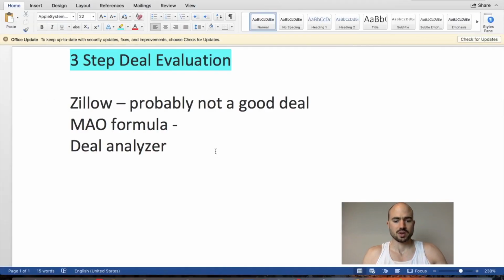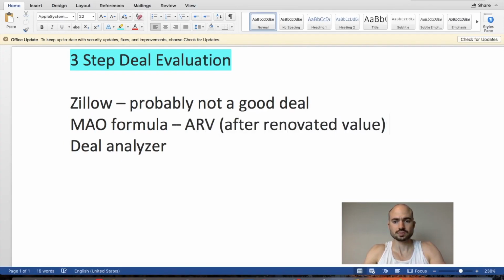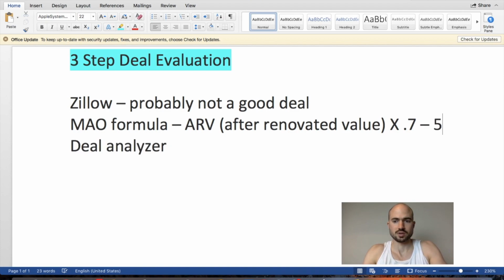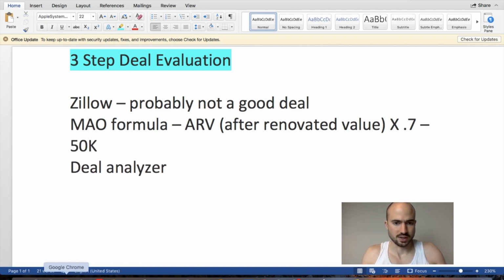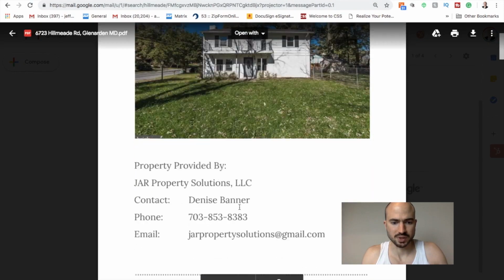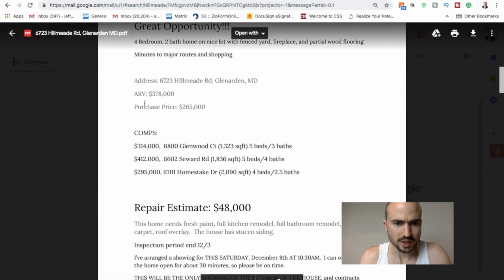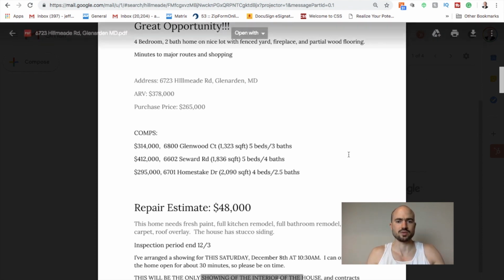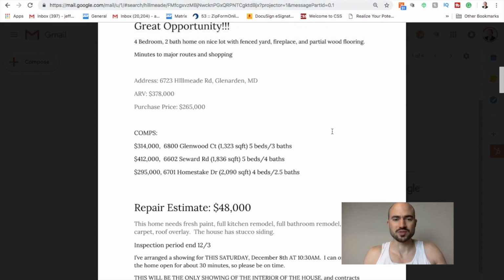So with the MAO formula, that's going to be ARV, which is after repaired value, multiplied times 0.7, and then minus the cost of repairs. So we'll put 50K for cost of repairs for this one. So let's take it through the MAO formula. And I'm going to run my own comps, but this person is saying the comps are 378K. And then it's interesting, because if you're going to say the comps are 378K, you shouldn't send over comps that are like 300, 315. I guess there's one that sold for 412. So I'm a little skeptical of this deal, which is totally fine.